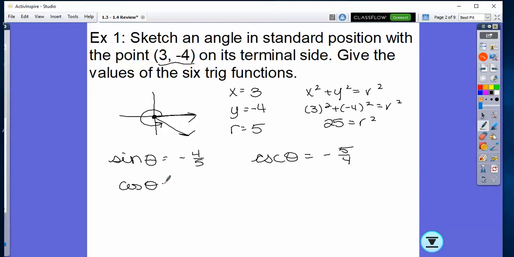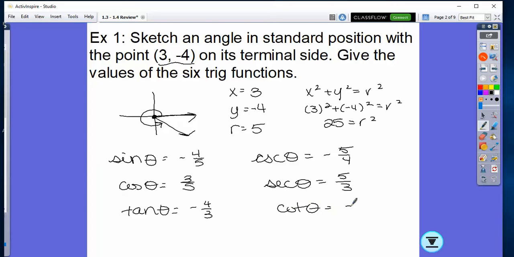Cosine, x over r, so 3/5. So its reciprocal would be secant theta equals 5/3. Tangent, y over x, so negative 4/3. So that means cotangent is negative 3/4. Are we okay with those? Yep. So you have to know your definitions, but then those are pretty basic, just plugging your values in.